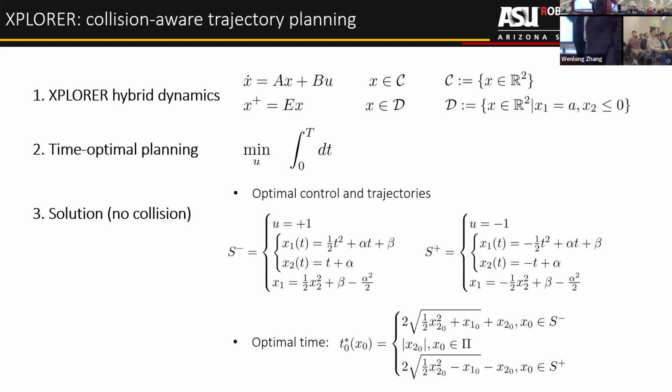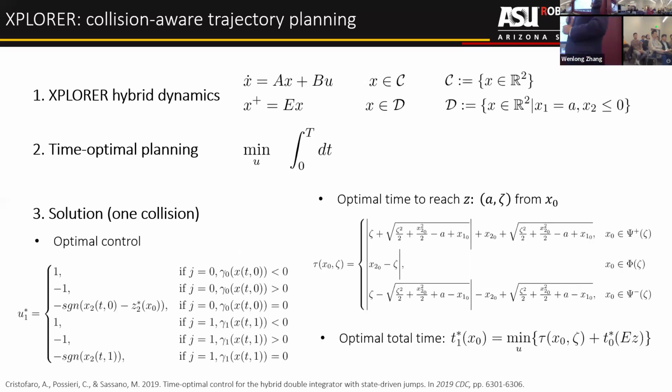It's gonna be parabolas in the state space, and on the left side, for example, you do +1, right side you do -1, vice versa, right? And then we can also compute the optimal time, which depends on which subplane you start with, whether S minus or S plus. This is the situation when there is no collision. This is a standard time optimal control problem.